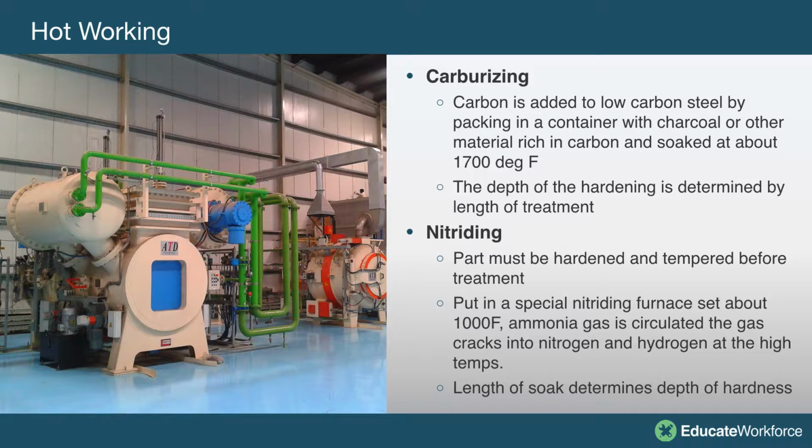Nitriding is a similar process. We're going to put it in a special nitriding furnace. We're going to set it at about 1,000 degrees, and then we'll add ammonia gas. The gas is going to be circulated around the material, and it's actually going to absorb into the minute cracks and get into the metal. And as with carburizing, with nitriding, the length of the soak determines the depth of the hardness.